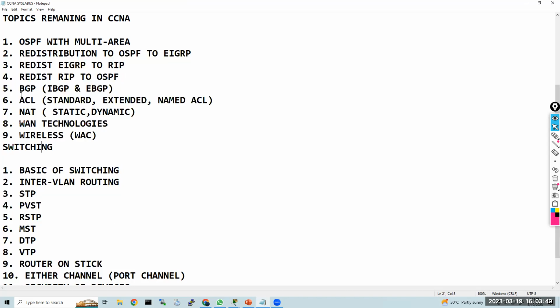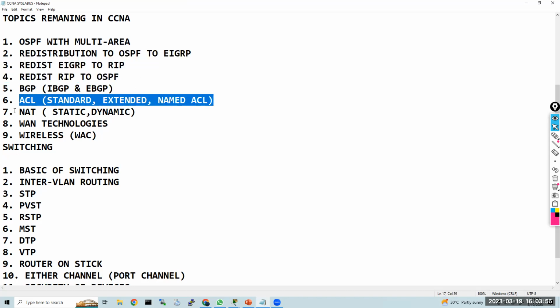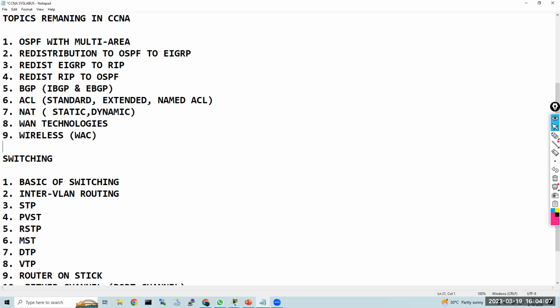Okay, sir. See, again, they have redistribution next lab. Then again ACL, then NAT, network address translation, WAN technology. Again, in the CCNA, they have started wireless. In wireless, one more thing which I forgot to teach you is automation. That one also I'll teach you guys. Automation is quite easy. Then I need to start switching again.